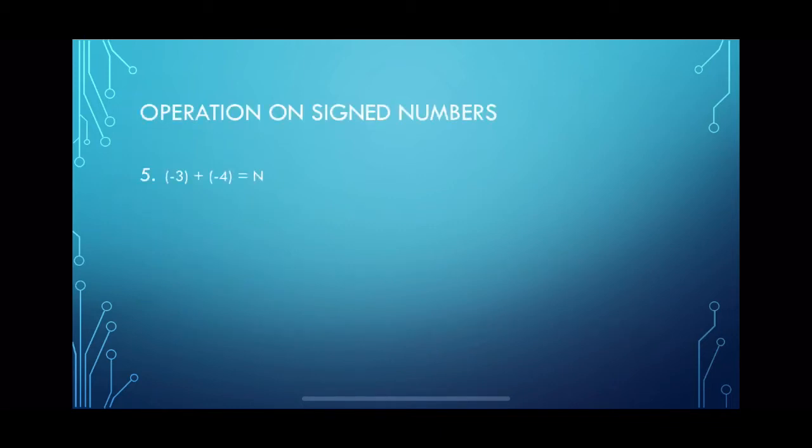For number 5, negative 3 plus negative 4 is equal to n. Negative 3 and negative 4 have like sign. So therefore, we simply add the numbers and affix the common sign. So negative 3 plus negative 4, same sign, is equal to negative 7.